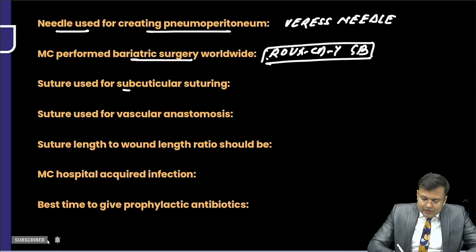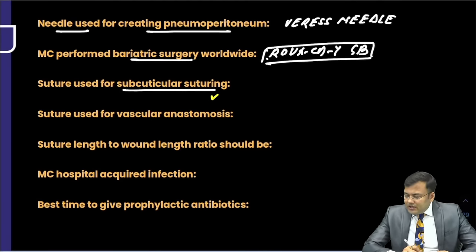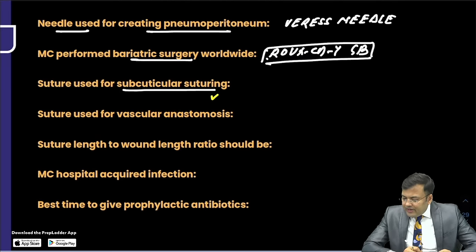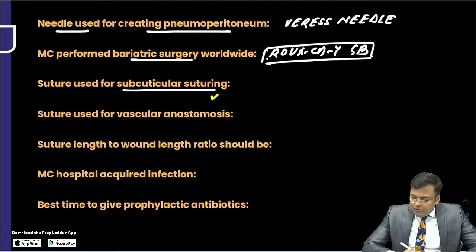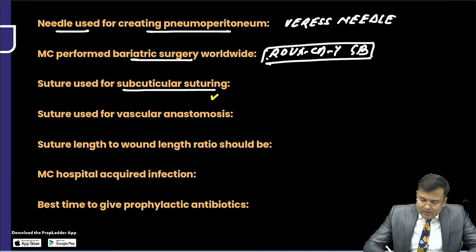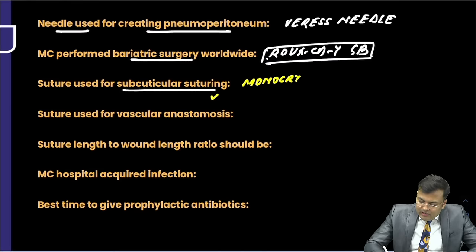Next, what is the suture used for subcuticular suturing? This was the question asked in AIIMS. Subcuticular suturing. It is Monocryl. Very good. And what is the other name of Monocryl? It is also known as poliglecaprone.